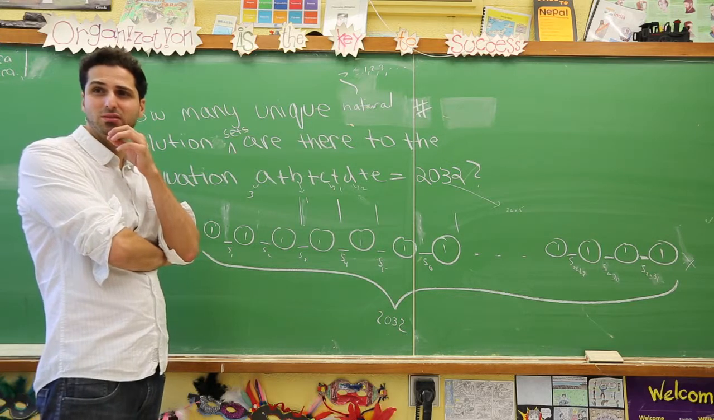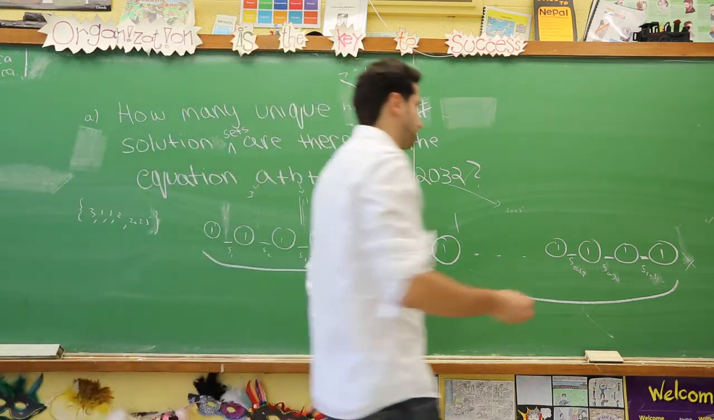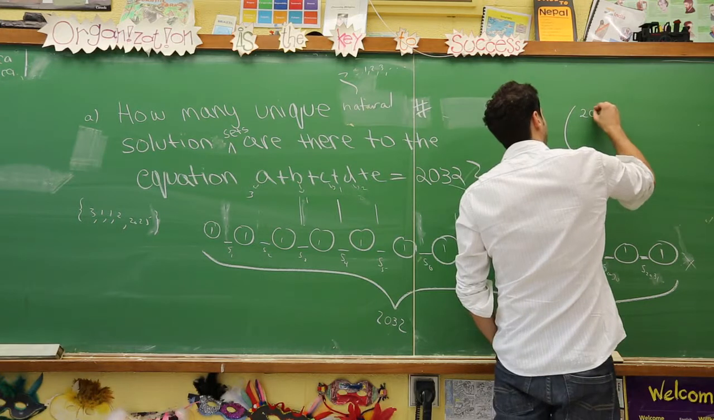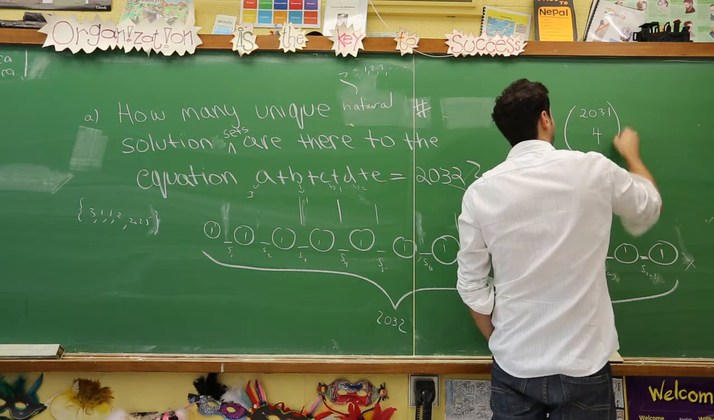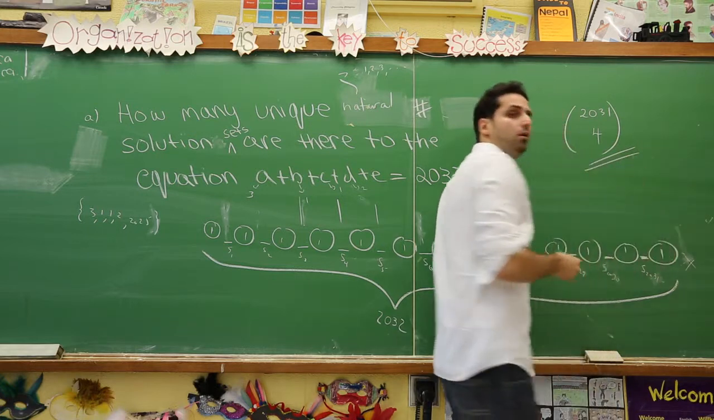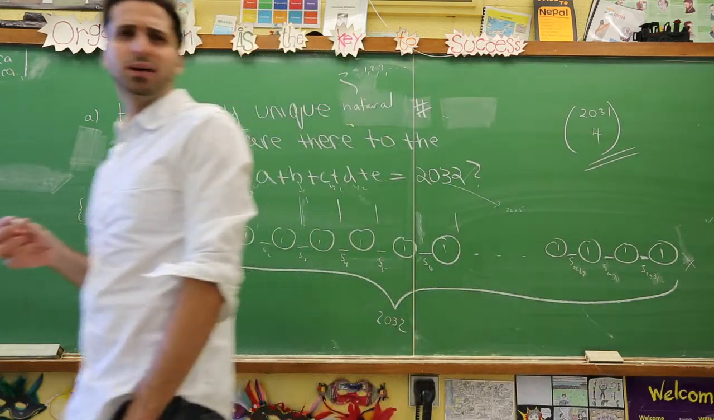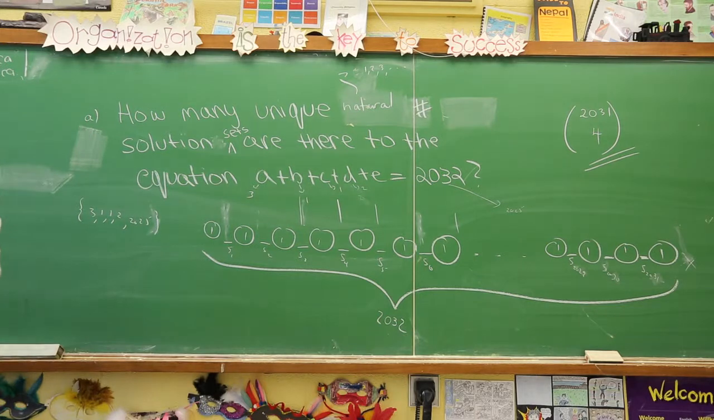German? Okay, 2031, choose 4. Now, why isn't it 2031 P4? Because we took 1 position out because they're 2032. Yeah, I know, but why is it C, not P? Well, because the order doesn't, no, wait, the order matters, right?